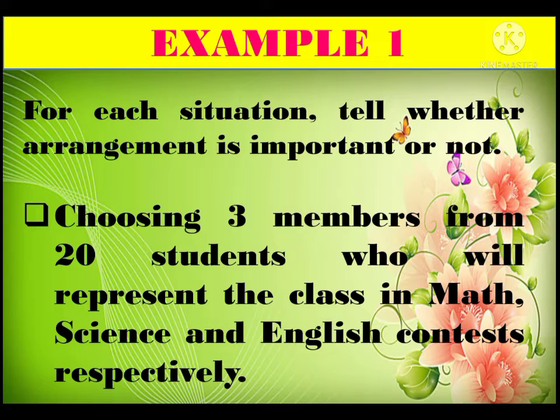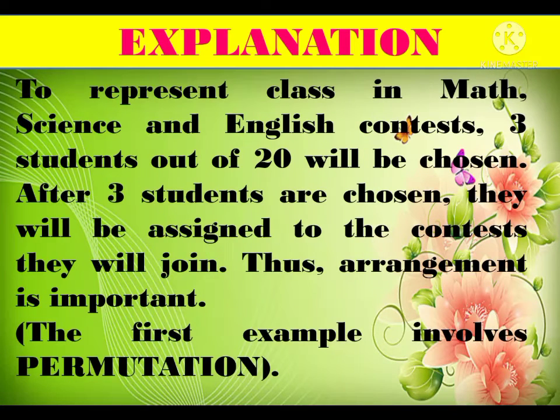Example number 1. Choosing 3 members from 20 students who will represent the class in math, science, and English contests respectively. To represent the class in math, science, and English contests, 3 students out of 20 will be chosen. After 3 students are chosen, they will be assigned to the contests they will join. Thus, arrangement is important. The first example involves permutation.